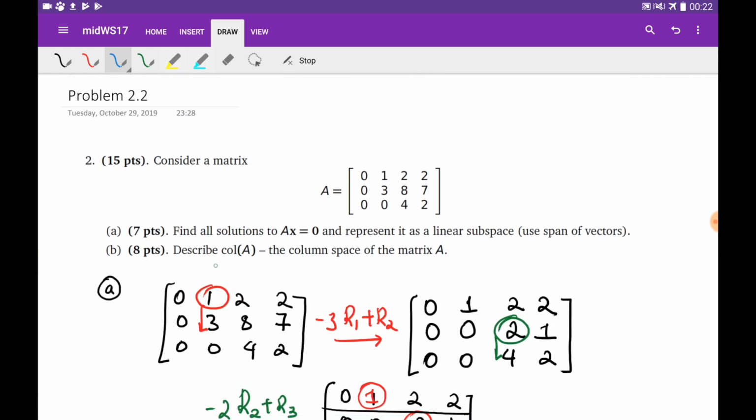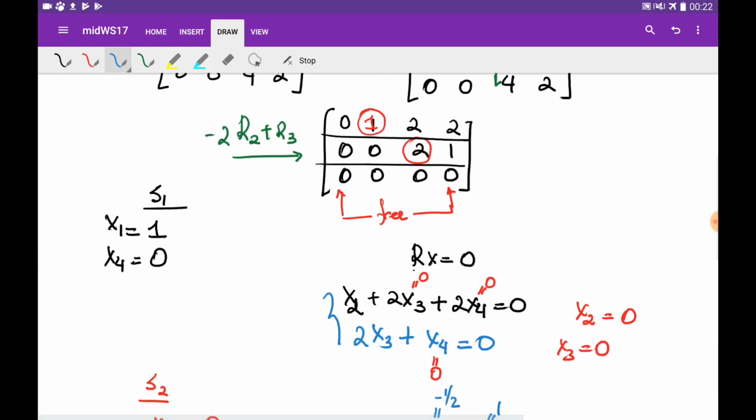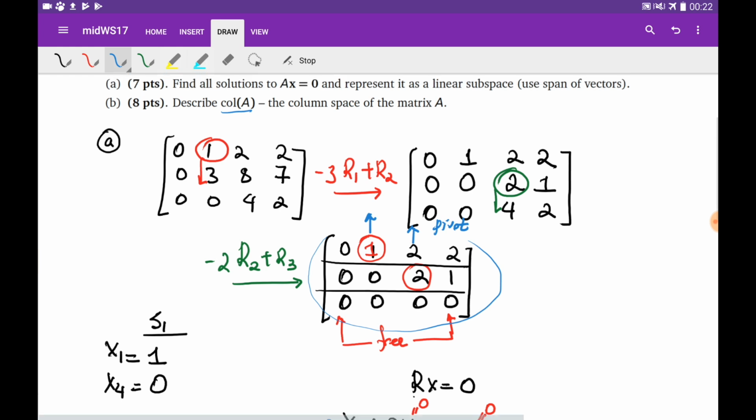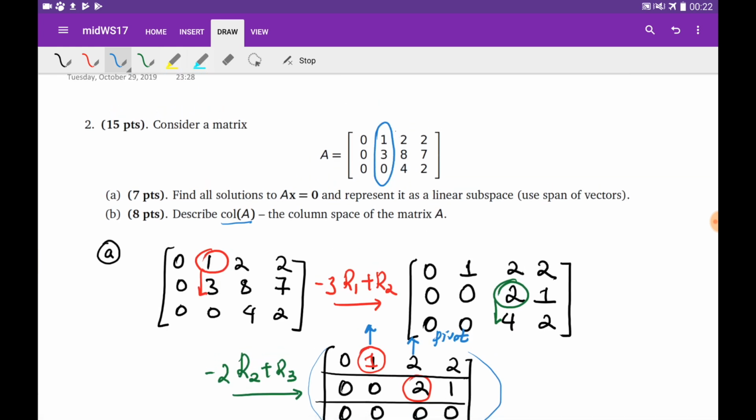In the second part of the problem, we need to describe the column space of this matrix, right? The column space of the matrix is all possible linear combinations of the independent columns. We've got the row echelon form of this matrix, and I see that the first, second, and third columns are pivot columns. So that is why the second and the third column of your matrix are going to be the independent columns. So the column space of the matrix is going to be the span of these two columns, 1, 3, 0, 2, 8, and 4. So we describe the null space and the column space as the span of the vectors.